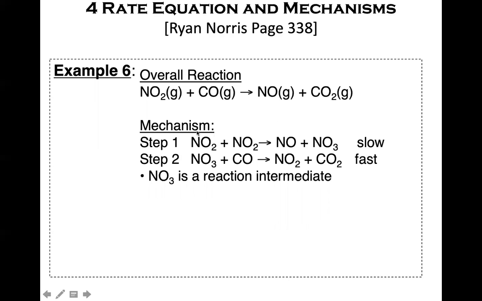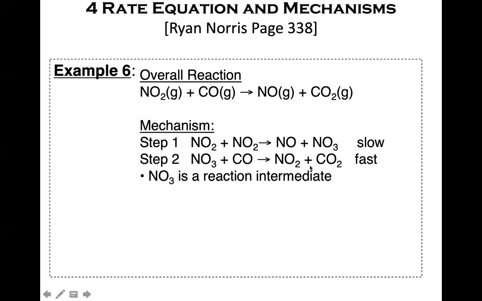If we look at step 1, we have nitrogen dioxide reacting with nitrogen dioxide to form nitrogen monoxide and nitrogen trioxide. If you notice, nitrogen trioxide is not shown in the overall equation. That means NO3 is an intermediate, and the intermediate will have to be used up in the reaction. As you can see here, the nitrogen trioxide is being used up, reacting with carbon monoxide to form NO2 and CO2.